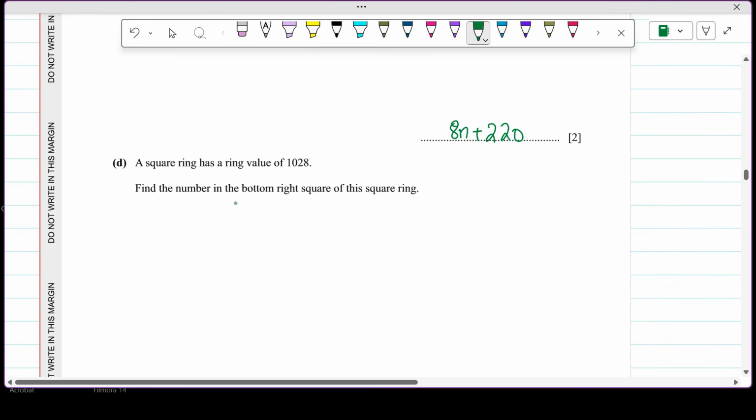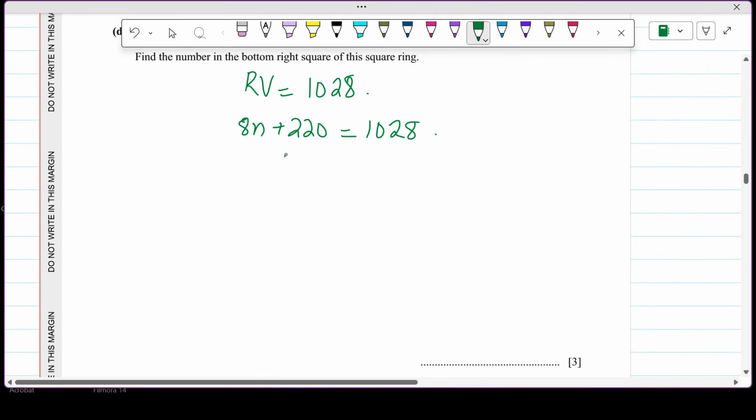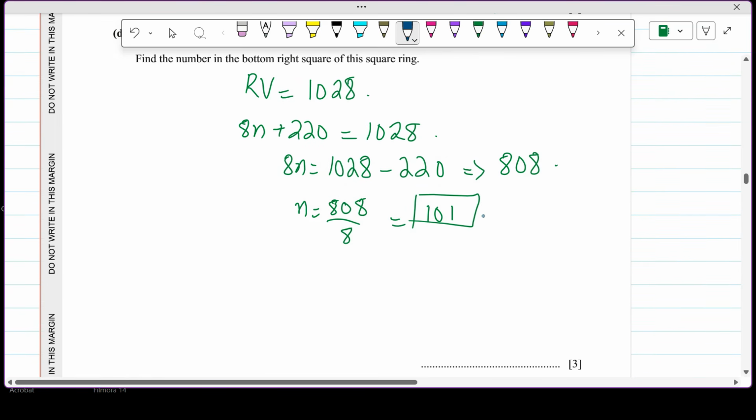First we find the value of n, and we know that we have the ring value, which is equal to 1028. So we need to find the value of n. We know that the ring value 8n plus 220 is equal to 1028. So 8n is equal to 1028 minus 220, and this one is equal to 808. So n is equal to 808 over 8, and this one is equal to 101. This is the value of n.